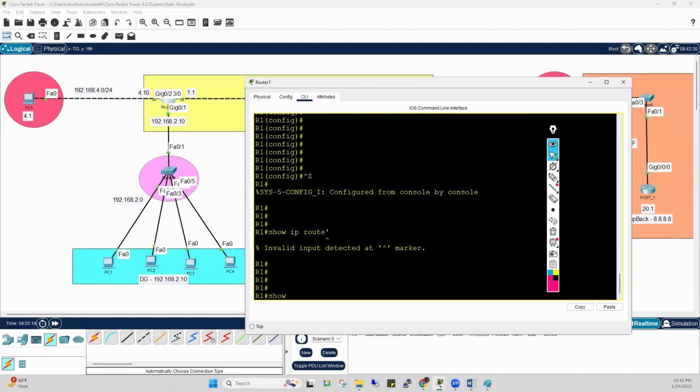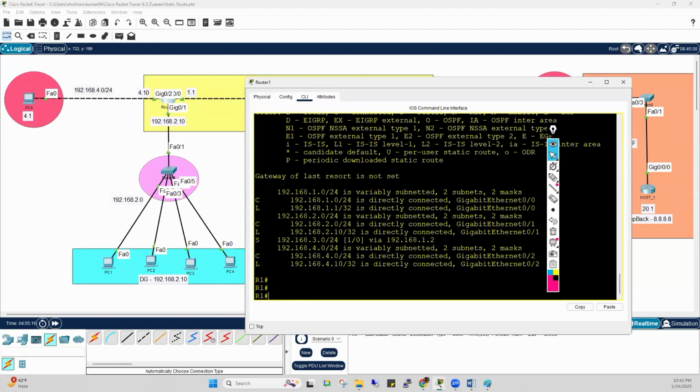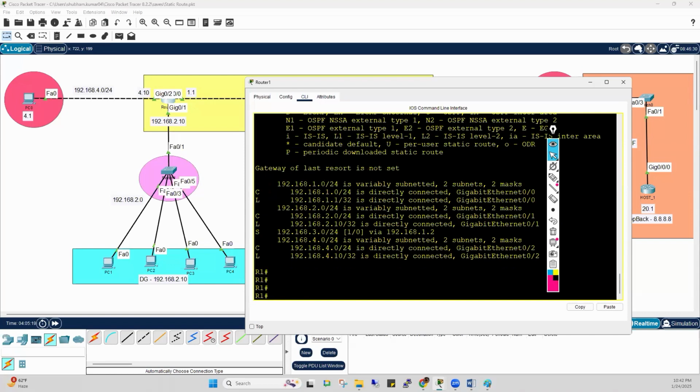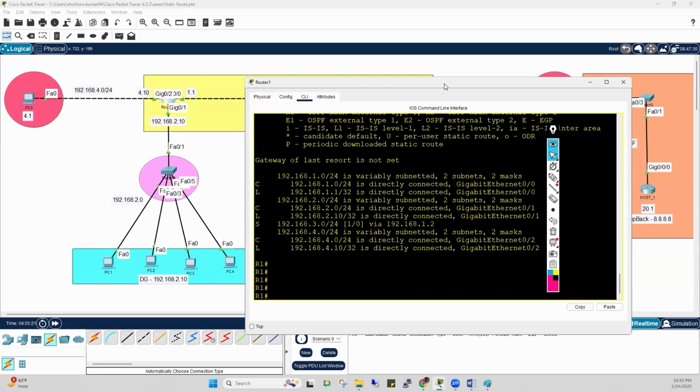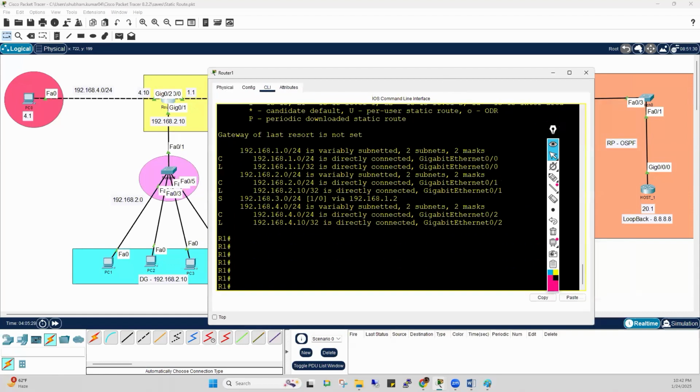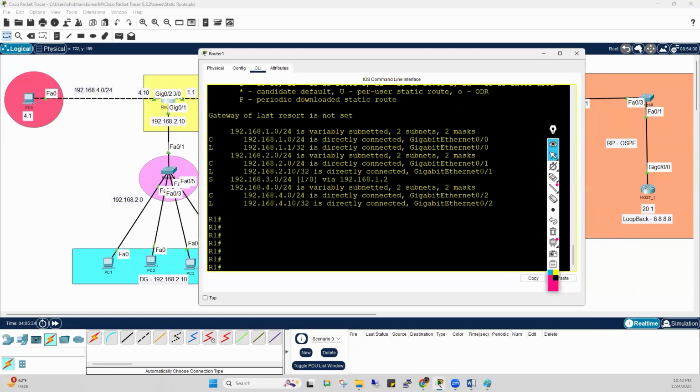IP route static 192.168.1.2. Where is 192.168.1.2? 192.168.3.0 on R1.